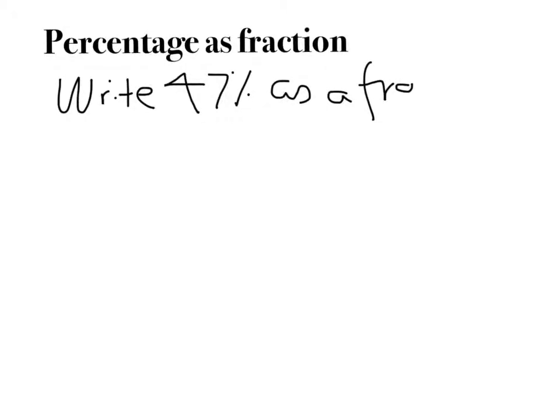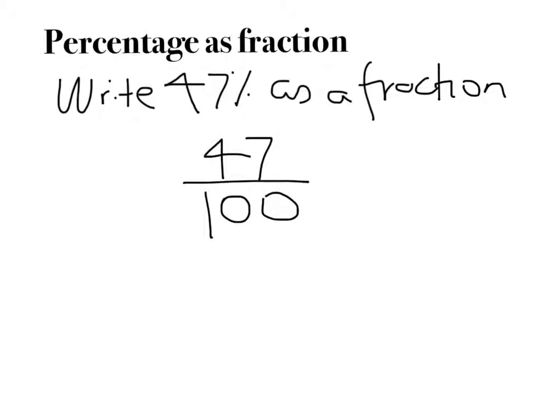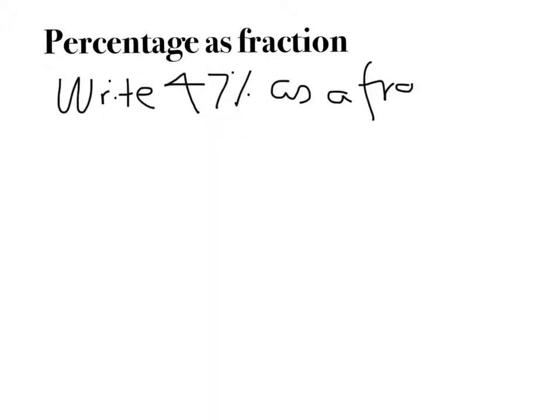So if you've got a question, let's say, write 47% as a fraction. All you have to do to achieve that is, when we do a fraction, it means over 100. That's 47 over 100. Last thing you ask yourself: can that be simplified? No, it can't. And that's as simple as that, guys. It's really not too tricky. So that's writing 47% as a fraction.